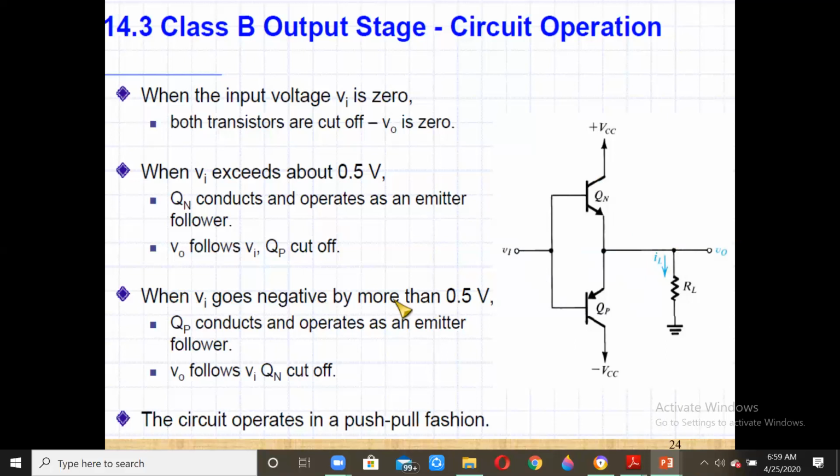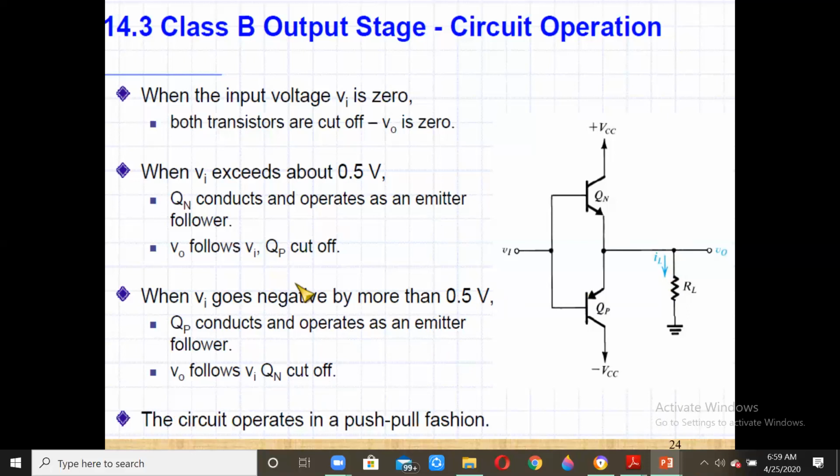When Vi goes negative, then QN will be off and QP will be on, and that negative voltage should be more than 0.5 volts in magnitude. So QP conducts and operates again as an emitter follower, and V0 follows Vi, while QN is cut off. So you have a band here from minus 0.5 to plus 0.5, which we generally call the dead band.